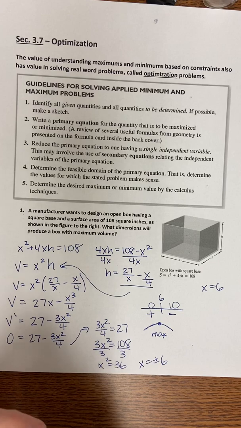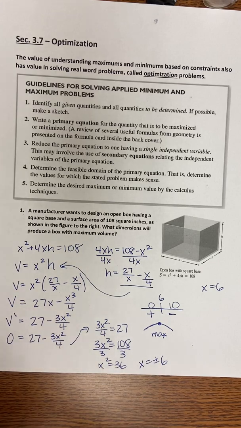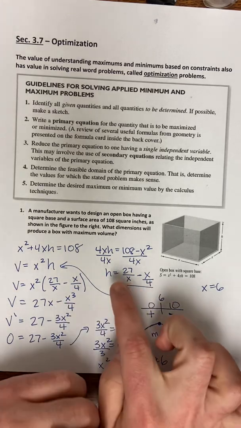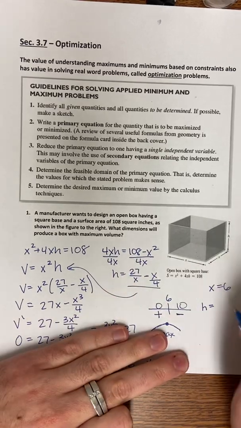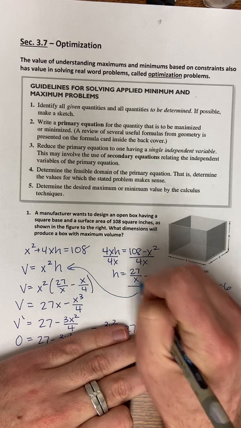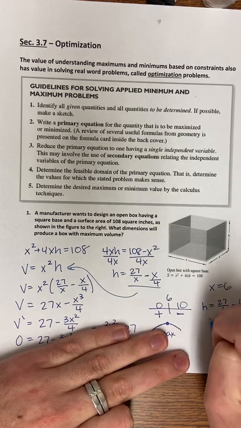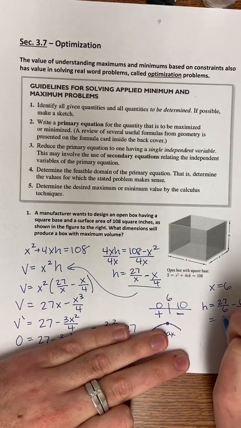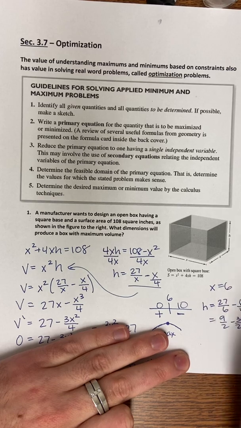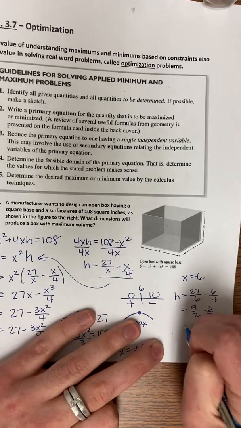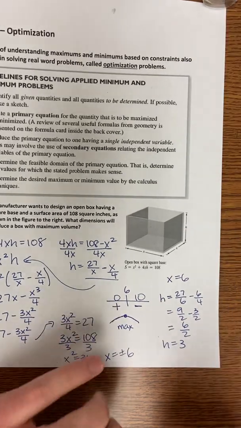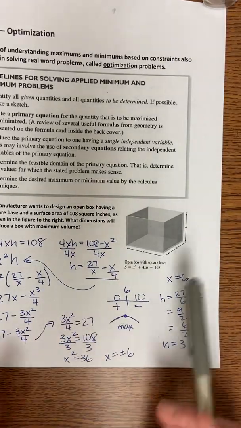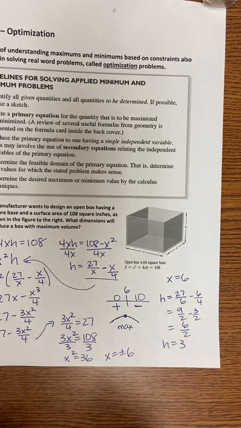But it's not the only thing we've got left. I need to find what h is. So I need to take this 6 and plug it in. So we know h is 27 over 6 minus 6 over 4. These will reduce to 9 halves minus 3 halves, which is 6 halves, which means h is 3. So that gives me the base dimensions, 6 by 6, and a height of 3.